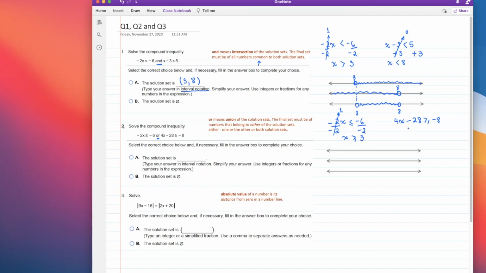Here, first I have to get rid of this term by adding its opposite, and I do it on both sides. So this term disappears. Now I have 4x greater than or equal to the number 20. Now I'm going to divide by 4 on both sides to get x by itself, and now x is greater than or equal to 5.